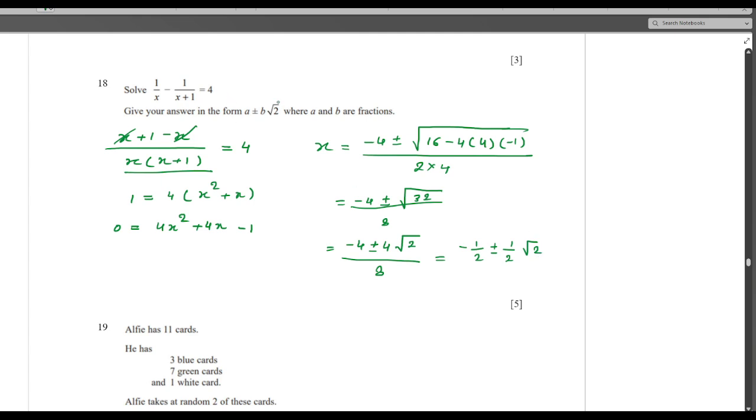Okay, so I have to express in this form, a plus or minus b root 2. So your a value is minus half and your b value is half. a value is minus half, b value is half.